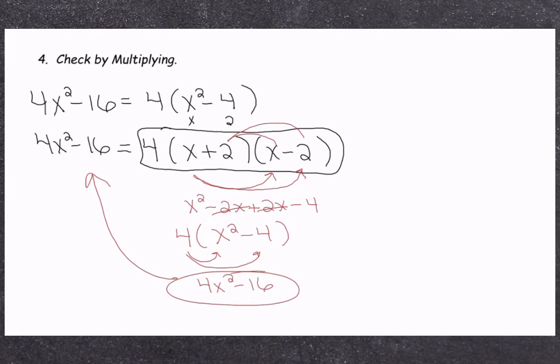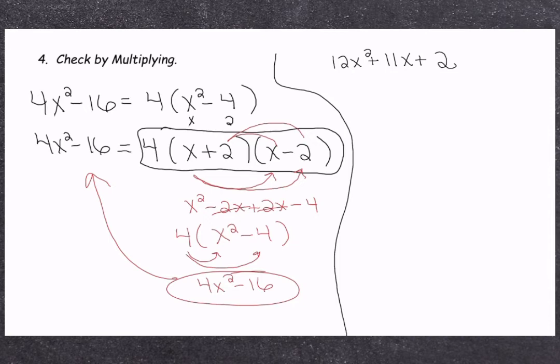Okay. So let's try it again, right? Let's say I have, let me try to find another complicated example. Let's try this one. 12x squared plus 11x plus 2. I think this will work out.